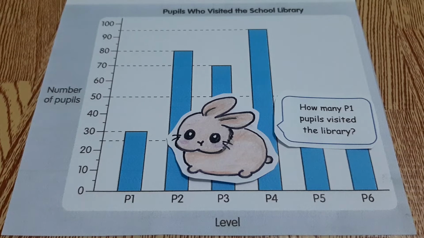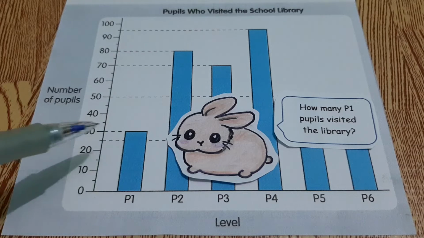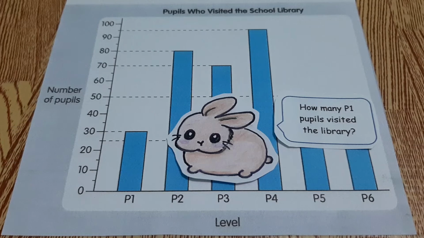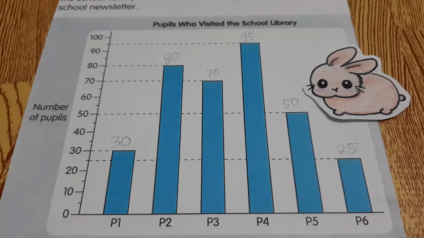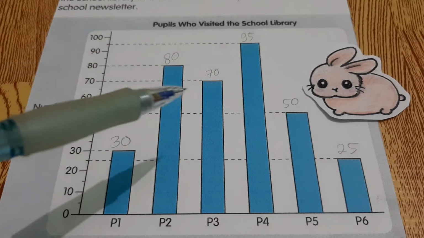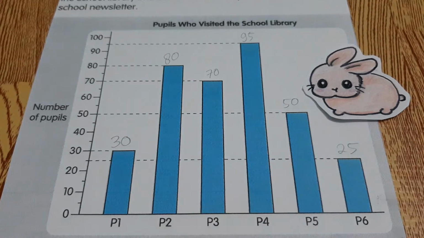How many primary 1 pupils visited the library? There are 30 pupils. Now, to make it easier, you can write down on your graph the number of the pupils, just like this. So it is easier for you to see and to count. I already put the number at the top. Okay?